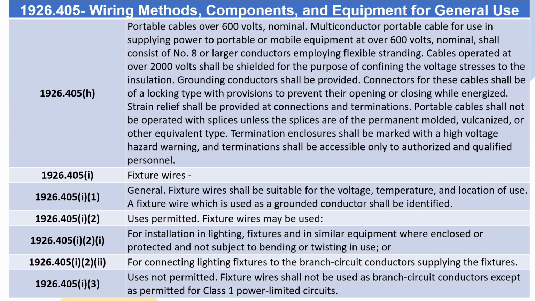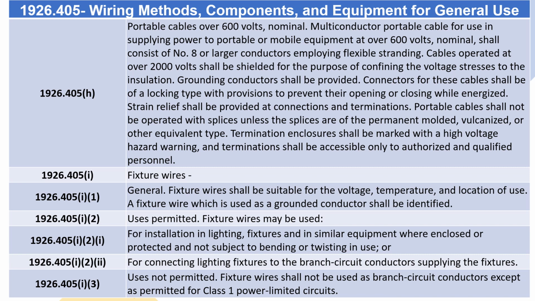1926.405(H) Portable cables over 600 volts, nominal. Multi-conductor portable cable for use in supplying power to portable or mobile equipment at over 600 volts, nominal, shall consist of number 8 or larger conductors employing flexible stranding. Cables operated at over 2000 volts shall be shielded for the purpose of confining the voltage stresses to the insulation. Grounding conductors shall be provided.